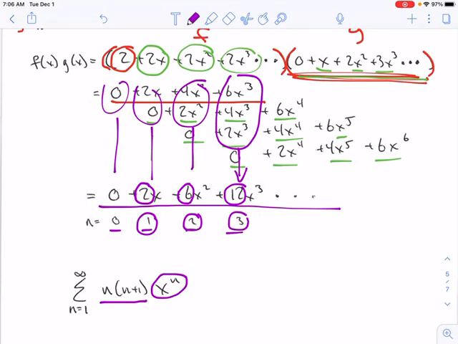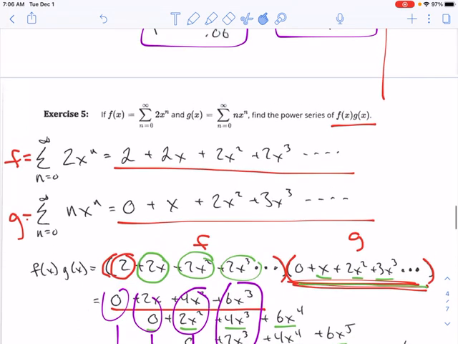Sometimes it's your value of n times some other value of n. So you can check this out. When n is 1, we have 1 times 1 plus 1, which is 2. 1 times 2 is 2 times x to the first. So it works out. If you do this for each term here, you will get the appropriate term. And so that is the product. This power series here is the product of our two original power series that we were given up here.